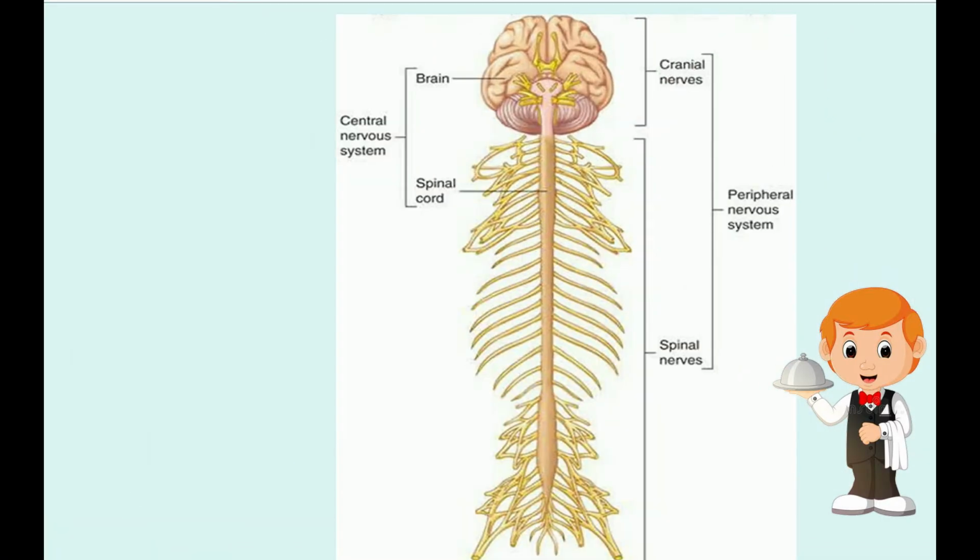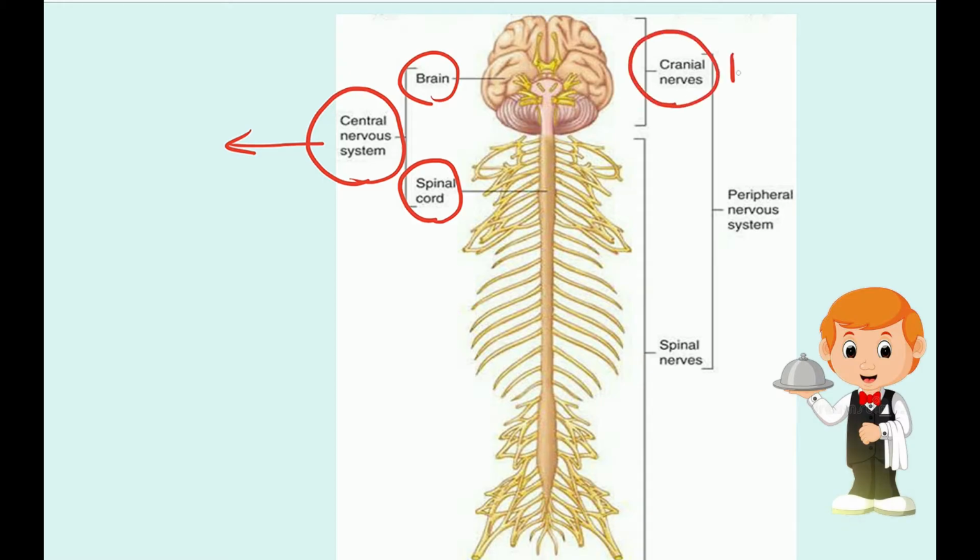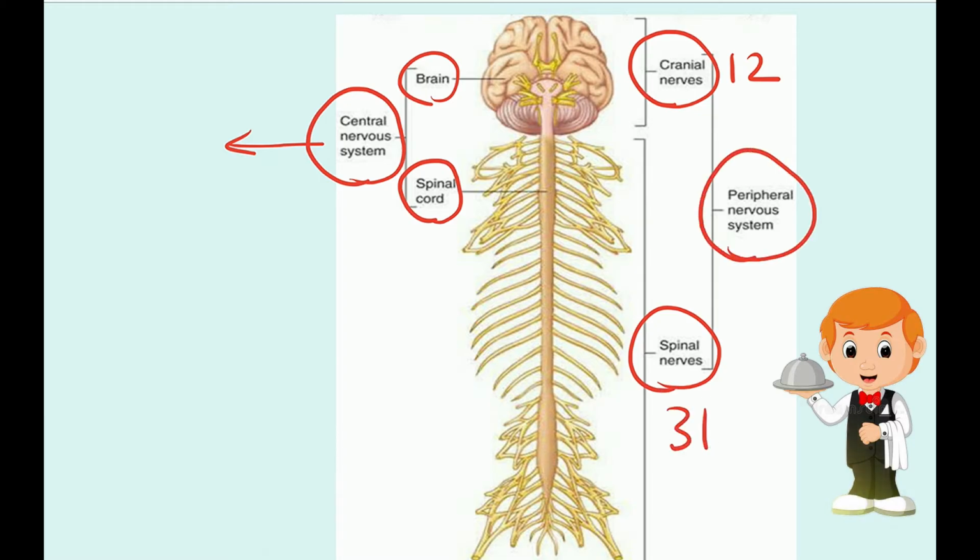Look at the diagram here. I'll quickly repeat all these facts. We've got the brain and we've got the spinal cord. This is the central nervous system. But for controlling the body functions, it requires information to be delivered and information to be received. For that purpose, the brain has got 12 pairs of cranial nerves and the spinal cord has got 31 pairs of spinal nerves. These two form the peripheral nervous system.